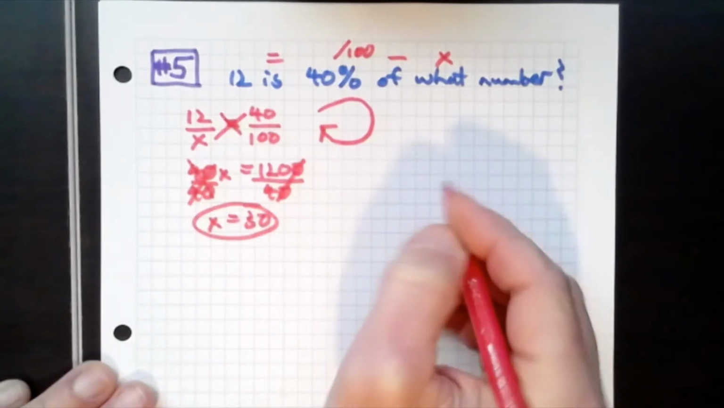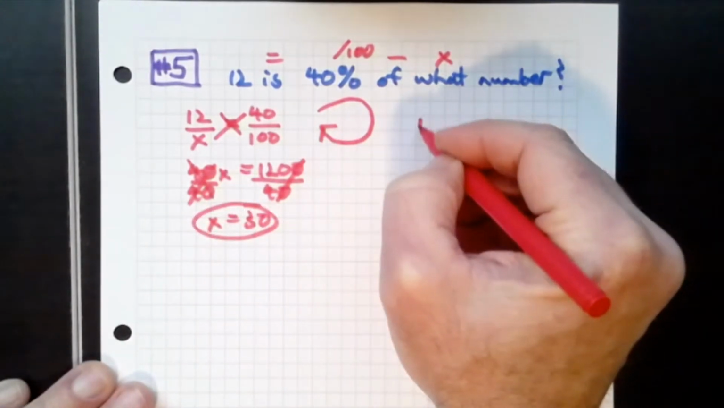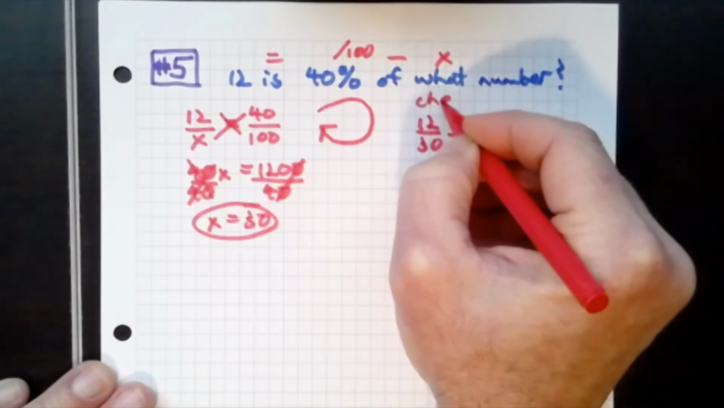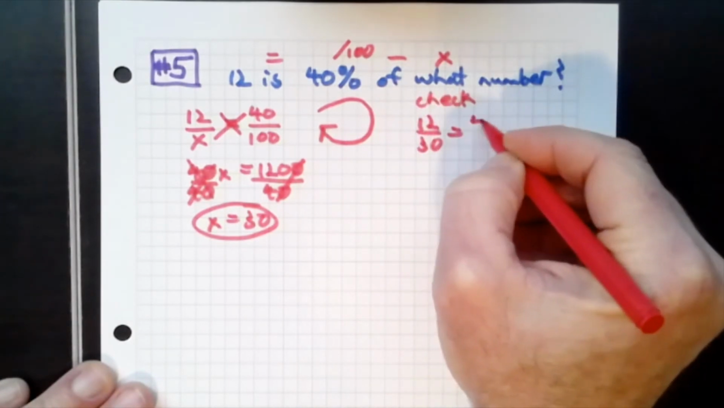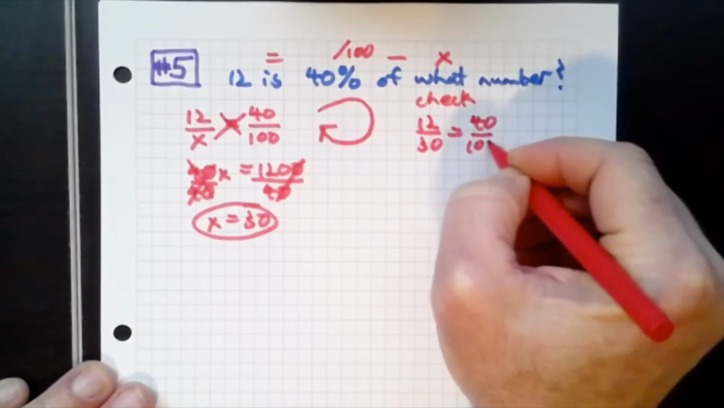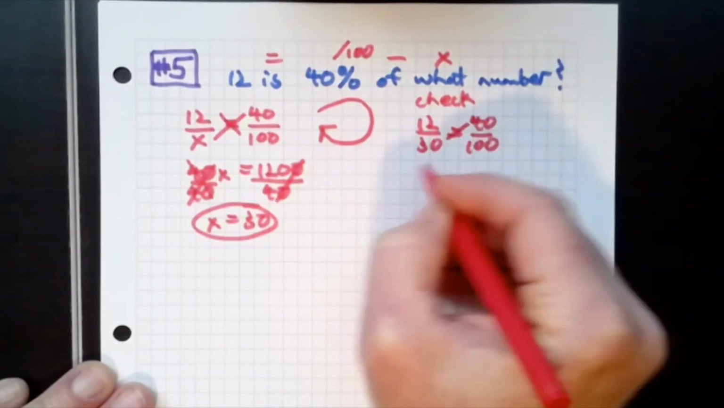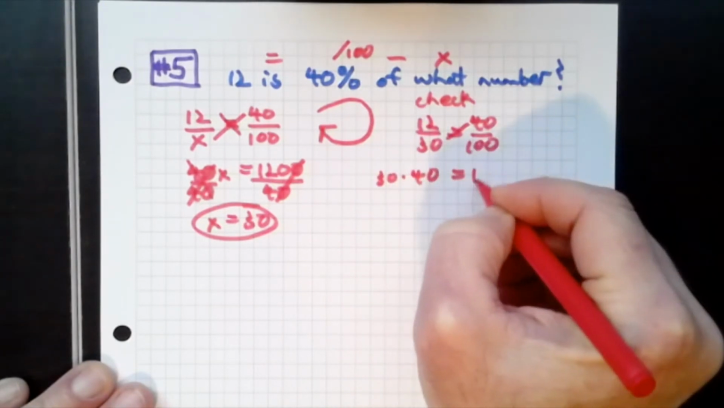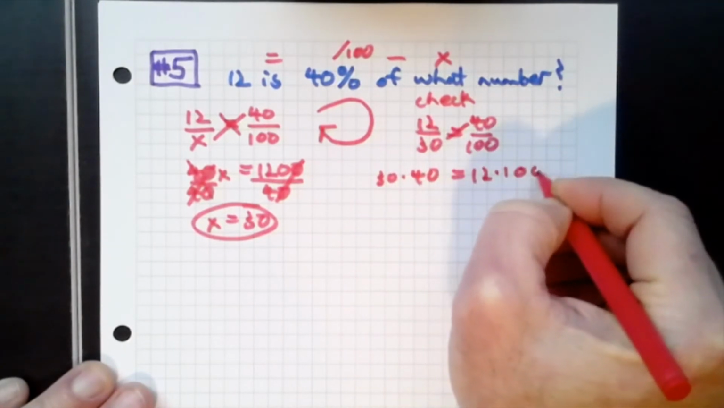Let's double check my work. If 12 over 30 is proportional, I'm checking my work. Check it out. Have you ever checked your work? It's a great way to see if you're right. 30 times 40 on one side. 12 times 100 on the other.